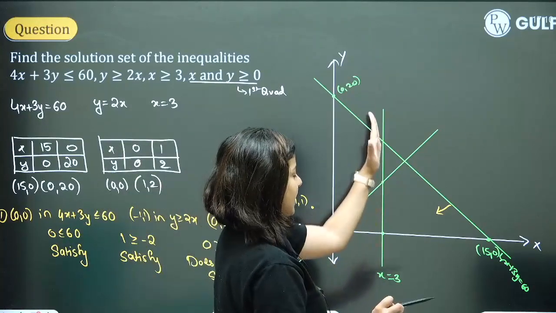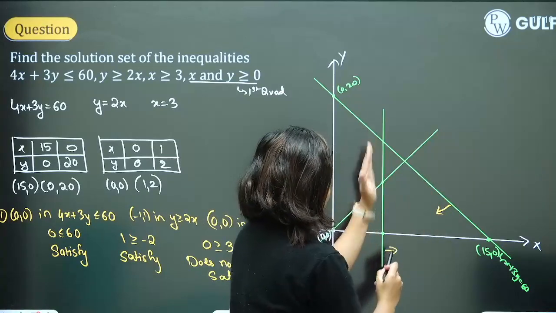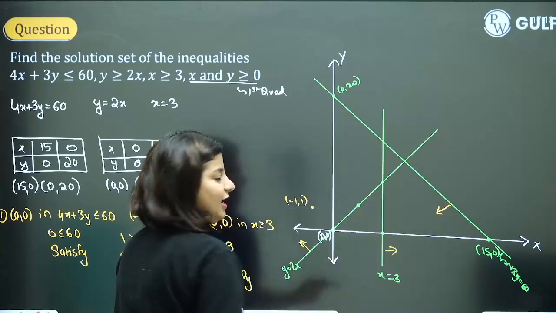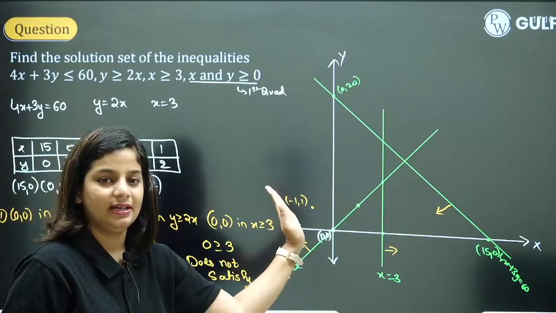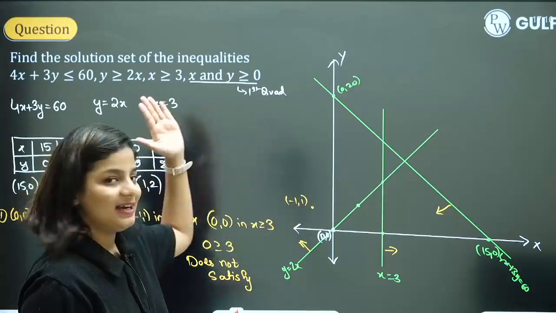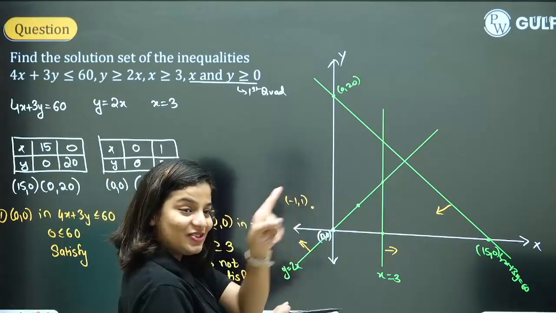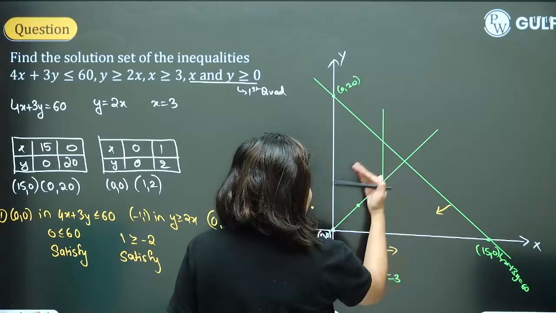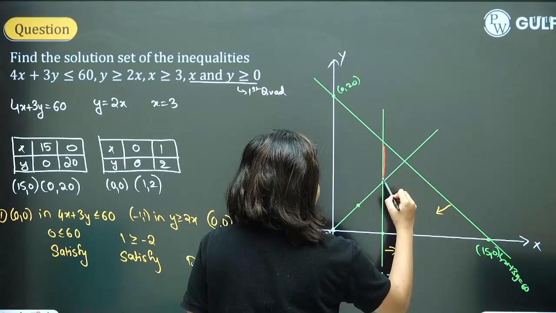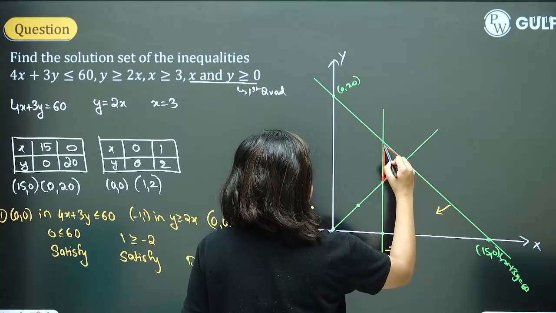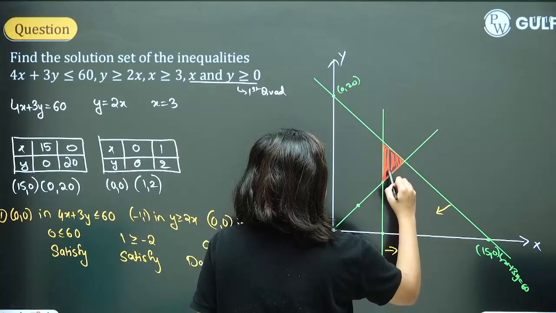So for this line, the solution will not be on the origin side but away from the origin. Where is the common area? Can you all see the common area? Below the first line, above the second line, and on the right of the third line. Yeah, that's the triangle. This is the solution area, guys.